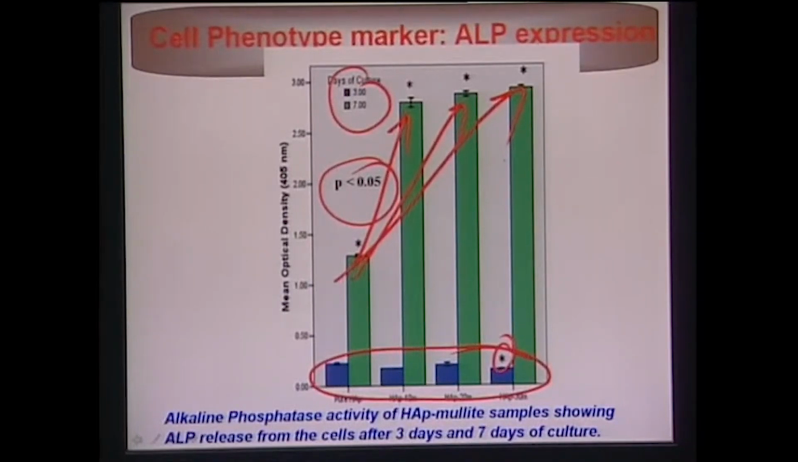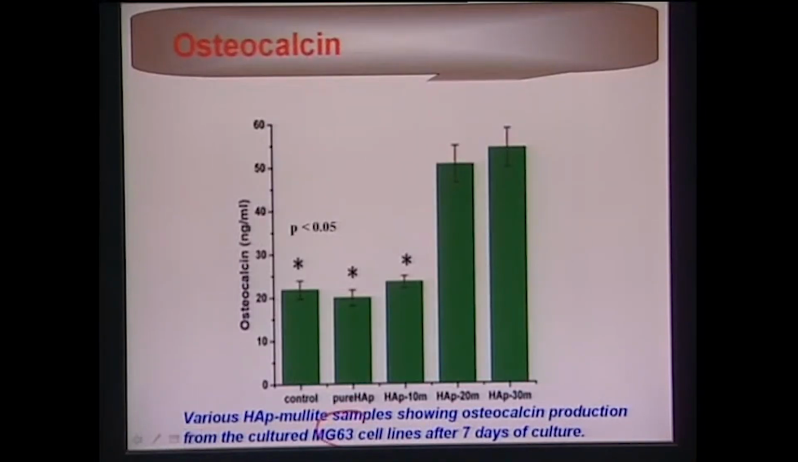That means these materials show better osteogenic differentiation property when L929 cells, these are like MG63, that is the osteoblast-like cells, were cultured on this material. Now, osteocalcin, which is a bone mineralization marker. So essentially the bone mineralization property is evaluated.